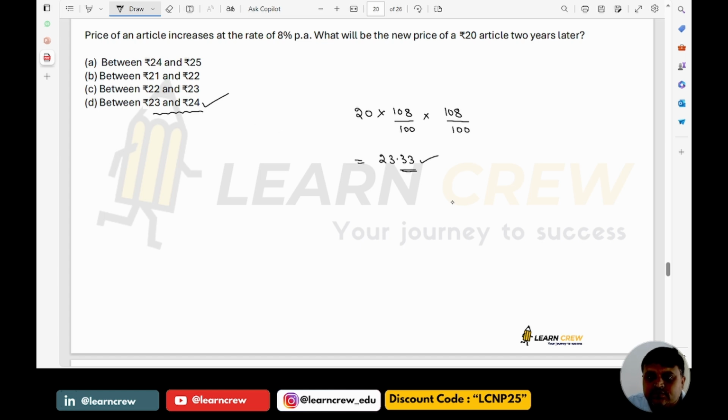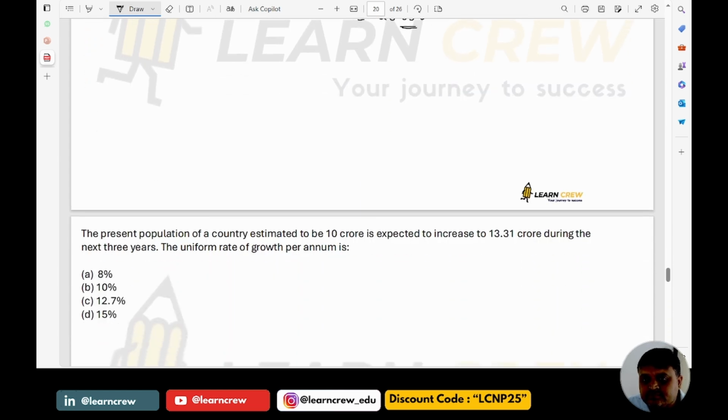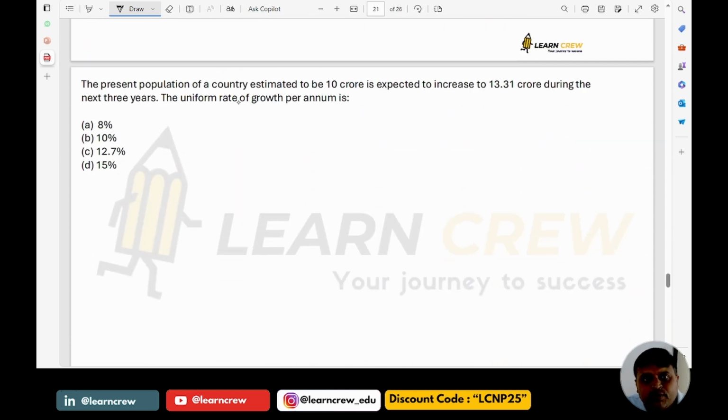Okay. Next. The present population of a country, estimated to be 10 crore, is expected to increase to 13.31 crore during the next 3 years. The uniform rate of growth per annum is how much? So the present value is how much?